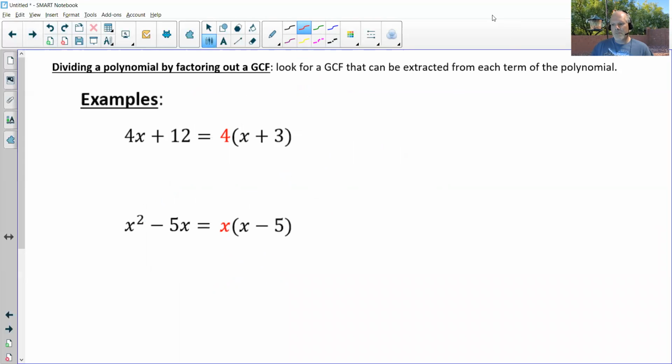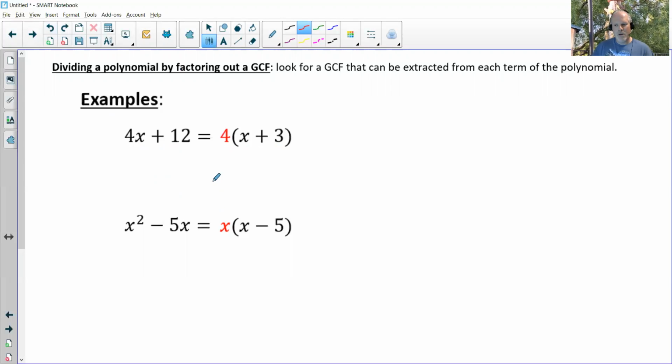Moving on. Sometimes we'll just look for a GCF. Well, you should always look for a greatest common factor, but sometimes that's all you can do. So for example, in 4x plus 12, you should notice that you can divide 4 out of both of these terms. So we put the GCF in front of parentheses. So essentially what you're doing is undistributing. You're doing the opposite of the distributive property.